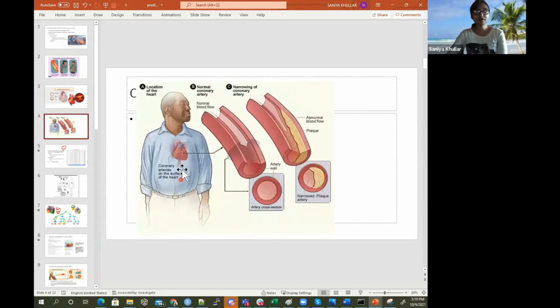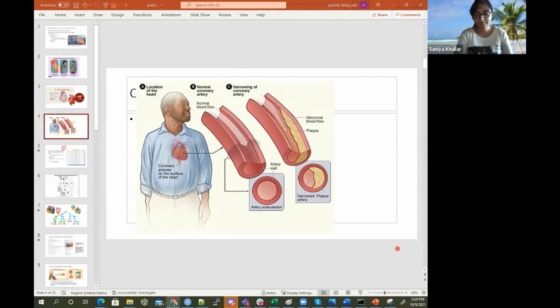In our heart, coronary arteries on the surface of the heart, a normal coronary artery has normal blood flow. There's nothing obstructing the arteries. It's just smooth sailing. But in coronary artery disease, you're having a narrowing of the coronary artery. There are these plaques that are causing abnormal blood flow. So there are all these situations that have arisen.